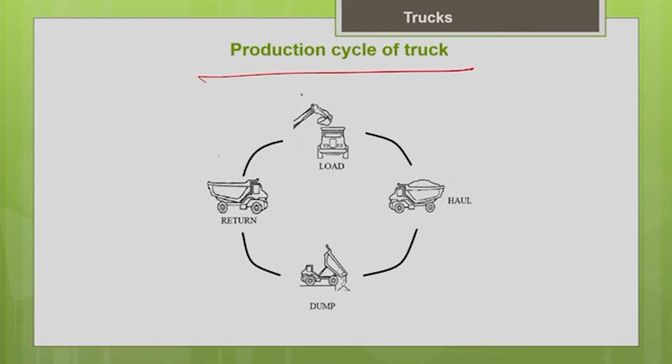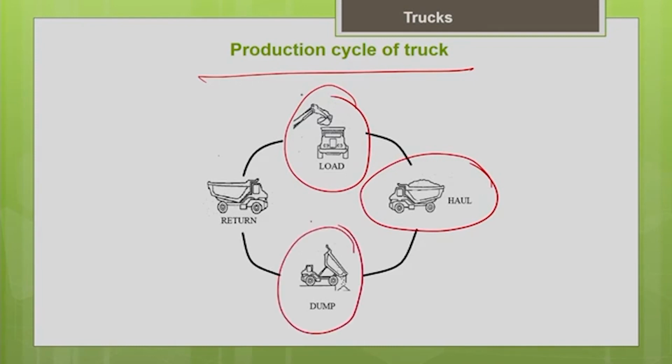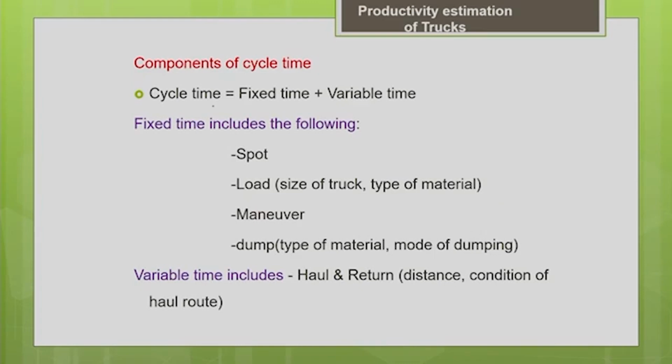Then the loader will be loading the truck, that is loading time. Then the truck will be traveling with the load, that is hauling. Then at the required dumping site, it has to dump the material. Then it will be returning in the empty condition, getting ready for the next cycle. So all these things make up one production cycle of the truck. So as we discussed earlier, some components are fixed and some are variable.